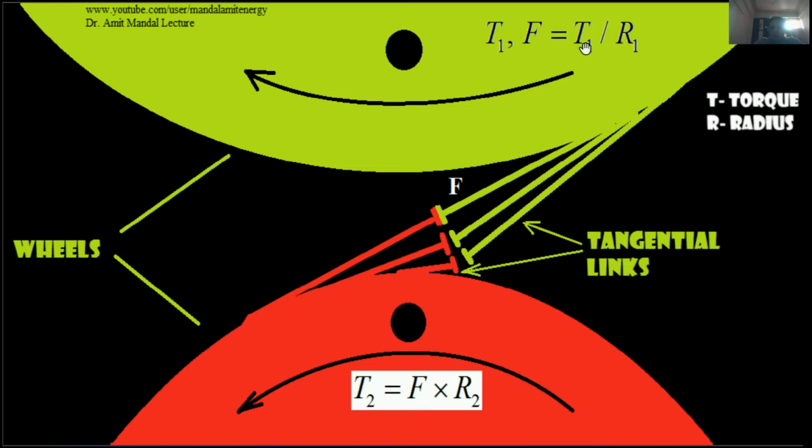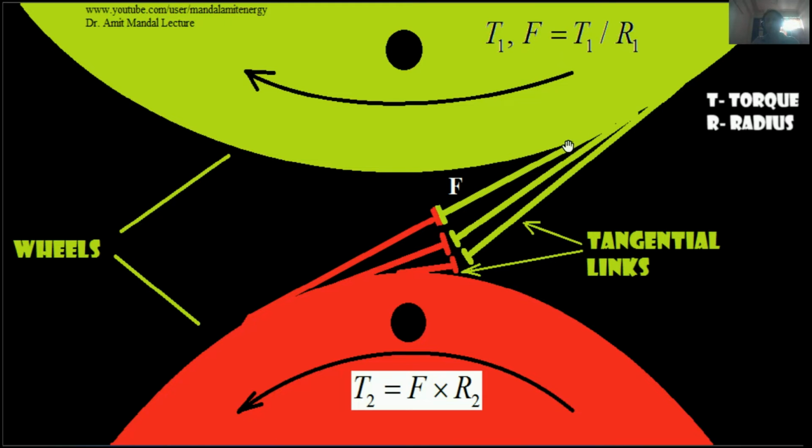Now suppose this green wheel turns in a clockwise fashion, and the torque associated with this green wheel is, say, T1. Then on this tangential link, what will be the force? The force developed at the tangential point on the green wheel will be F equals T1 upon R1, because T1 is the torque, and we know torque equals tangential force into radius. Here R1 is the radius of the green wheel.